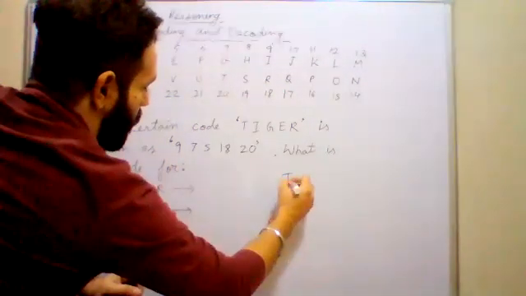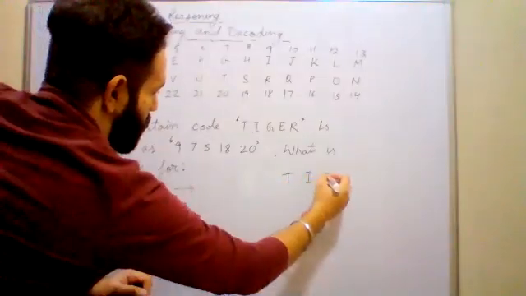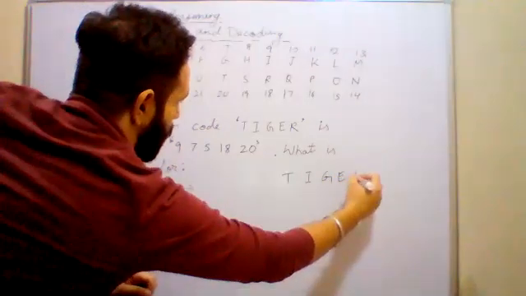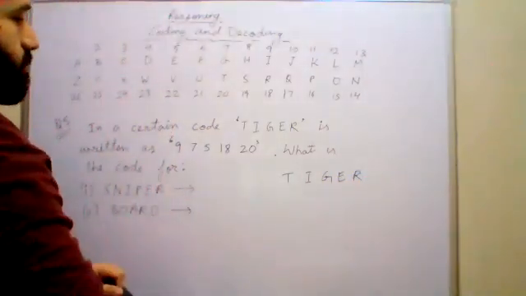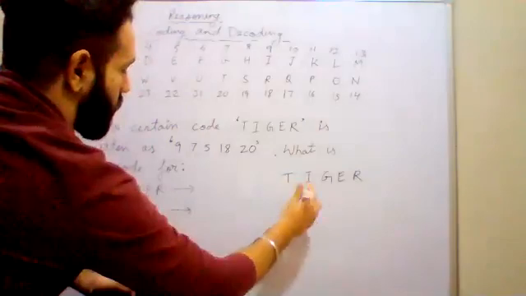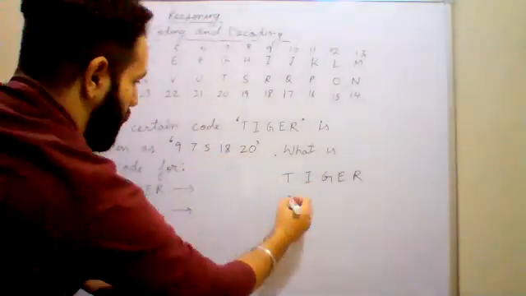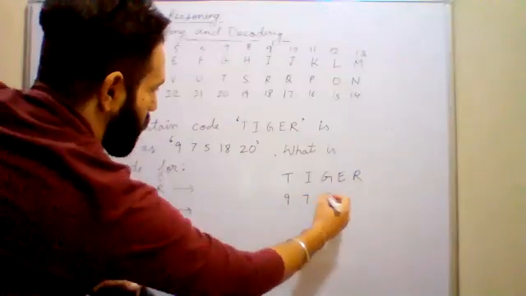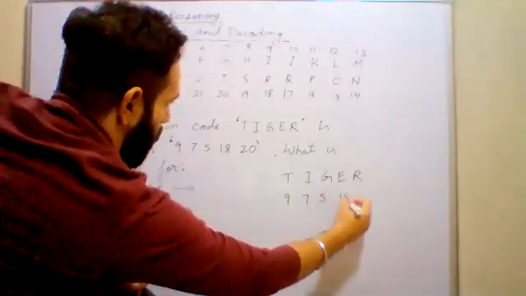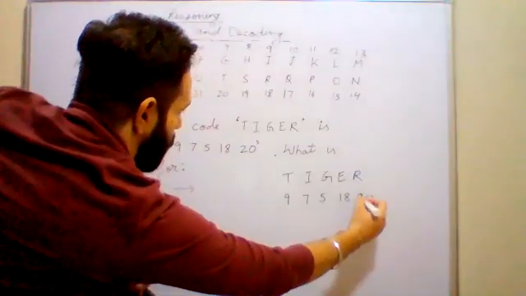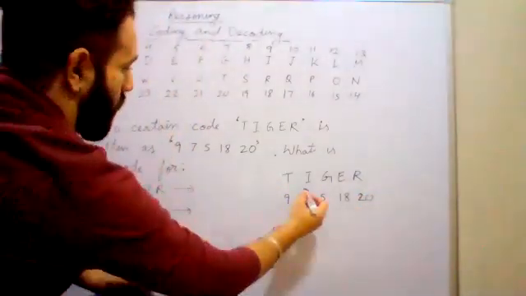We have done the coding for tiger. Just have a look at this. I know you all can do it very easily if you understand this. So the code is given 9751820. I'm writing the code also: 9751820. This is the code for tiger. Now have a look at this.